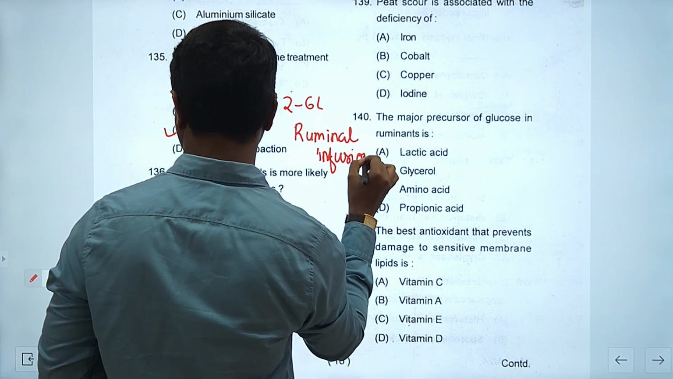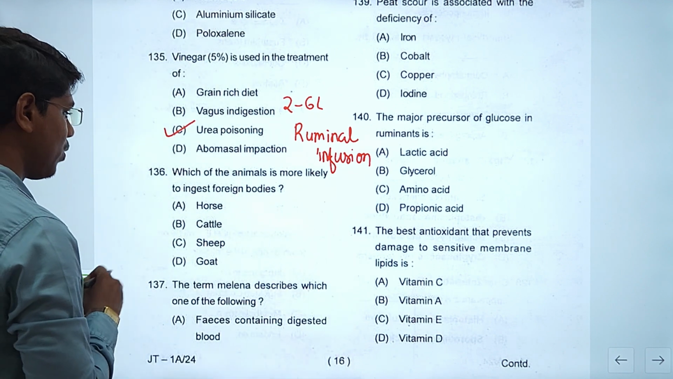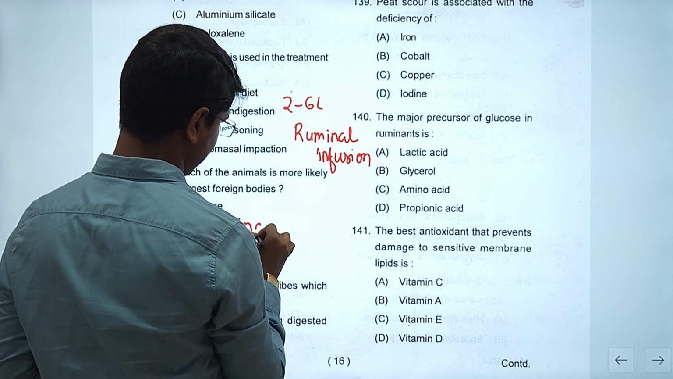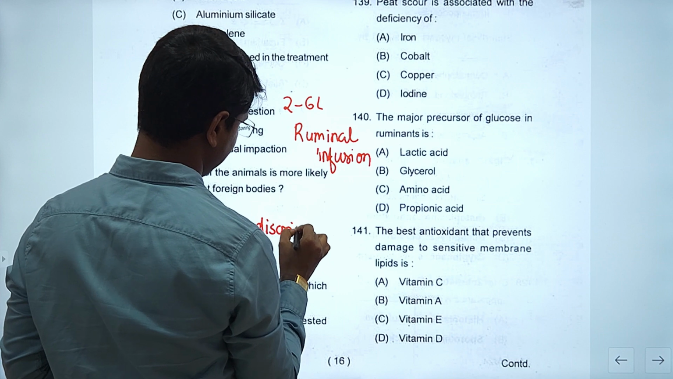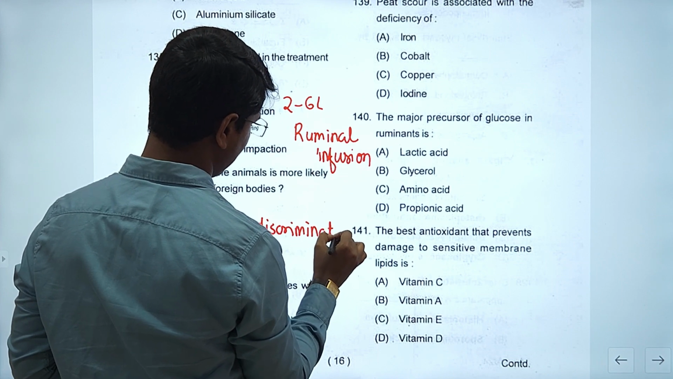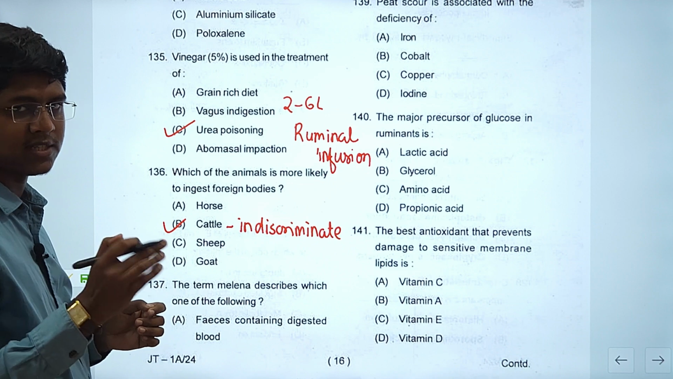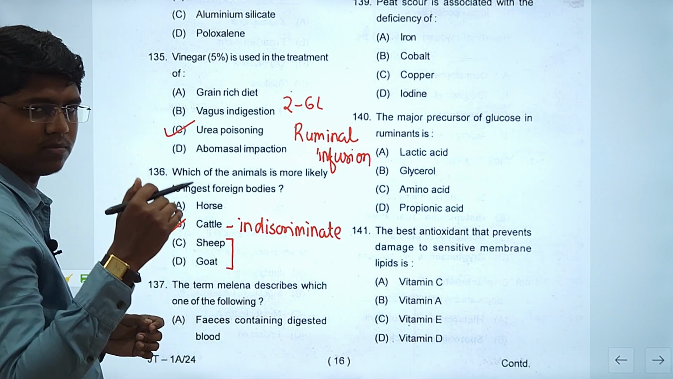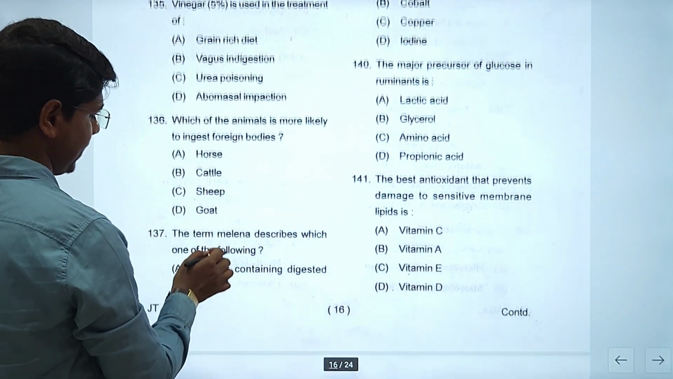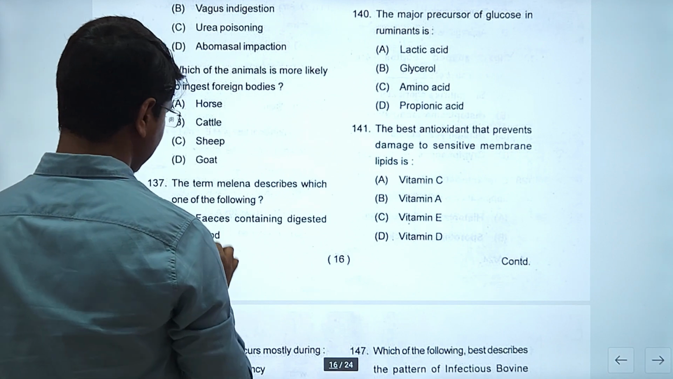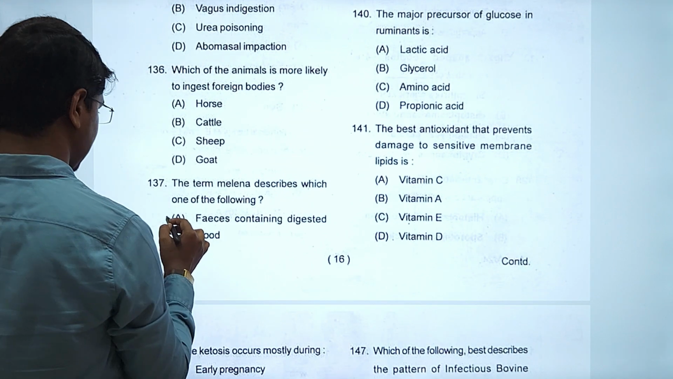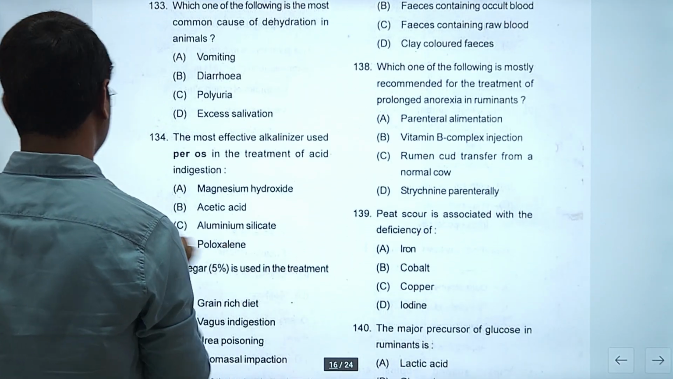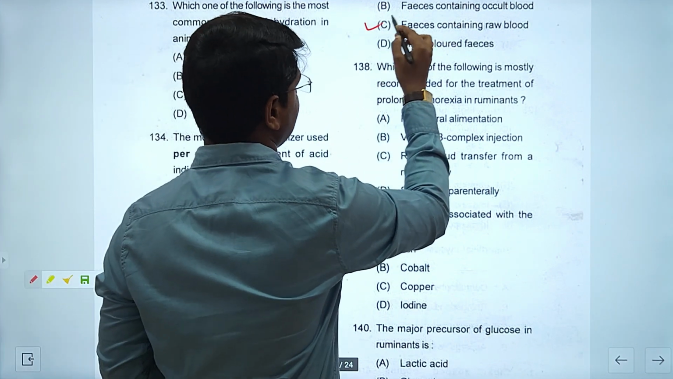Ruminal infusion. Which of the ruminants is more likely to ingest foreign bodies? It is cattle, because they have an indiscriminate feeding behavior. And also the lips of cattle do not act as a prehensile organ. Instead, the tongue acts as the prehensile organ in case of cattle. Sheep and goat are basically browsers. Okay, browsers. Selective feeding. The term melena describes which of the following? Feces containing digested blood is known as melena, while feces containing raw blood is hematochezia.